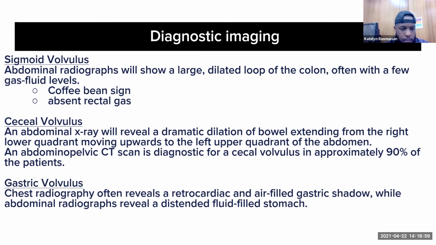Gastric volvulus. A chest X-ray often reveals a retrocardiac, air-filled gastric shadow, while abdominal radiographs reveal a distended, fluid-filled stomach.